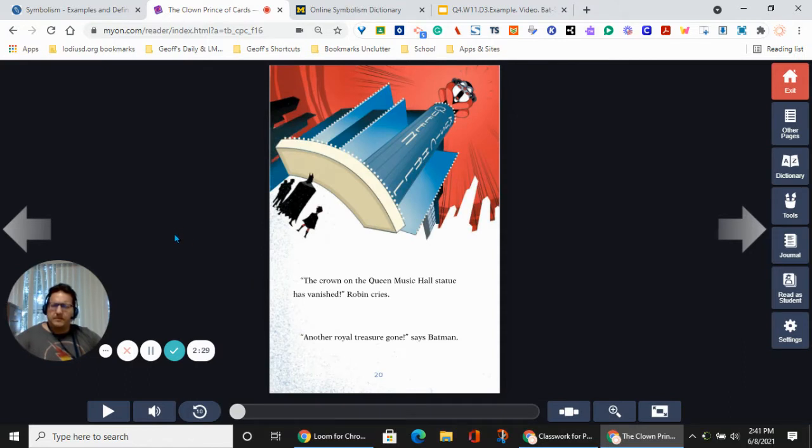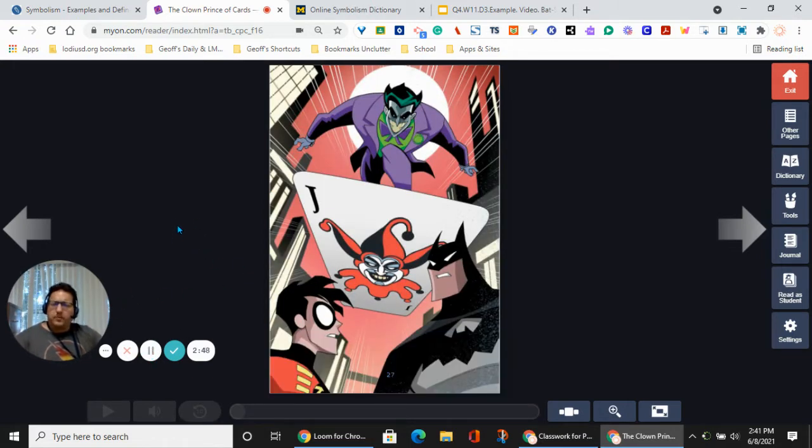And as soon as Batman looks away, the king disappears, apparently kidnapped. And then they get another call that another treasure, I guess you could say, has disappeared, which is the crown on the Queen Music Hall statue. And it turns out that the culprit is the Joker, who has somehow, I guess this is a little futuristic, engineered this Joker card to fly. So he's kind of using it like an attacking flying carpet.